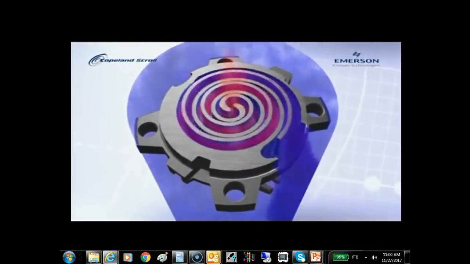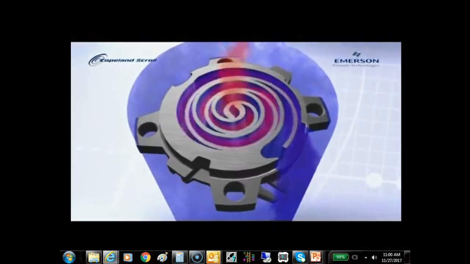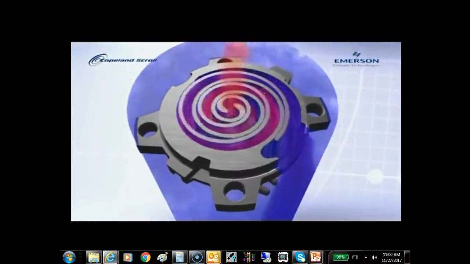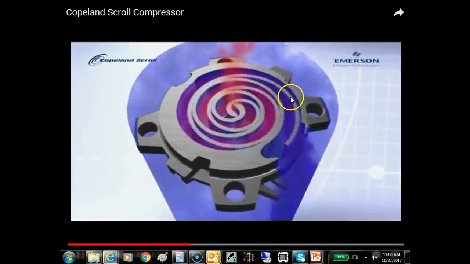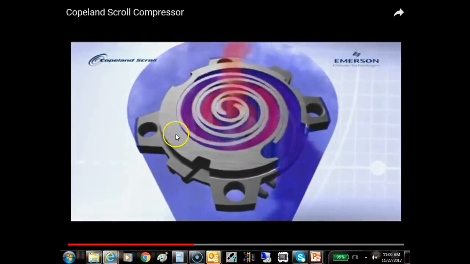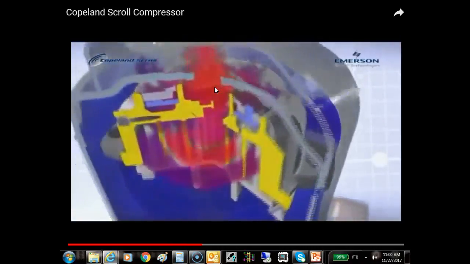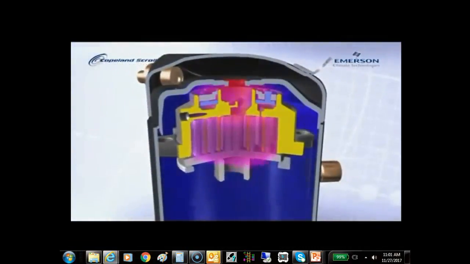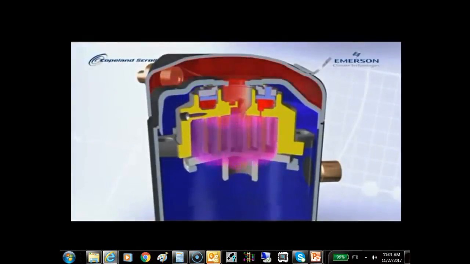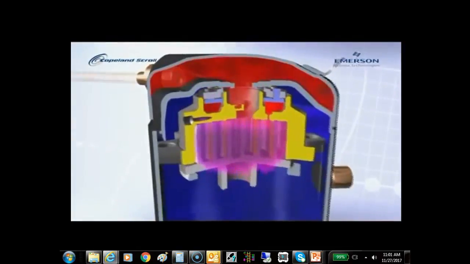Well, this is the scroll compressor. You see it brings air in here, and as it moves around, what's it constantly doing? It's decreasing the volume. If it decreases the volume, the pressure goes up. So this is mostly what your air conditioning compressors use, a scroll compressor.